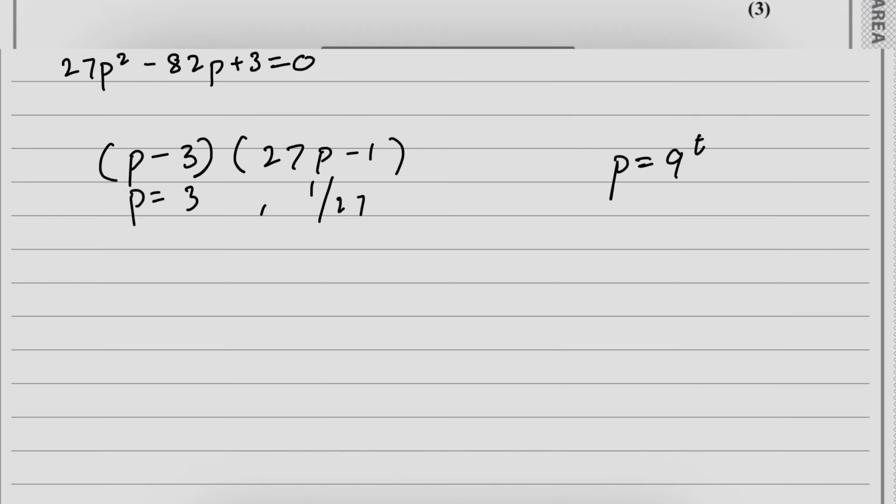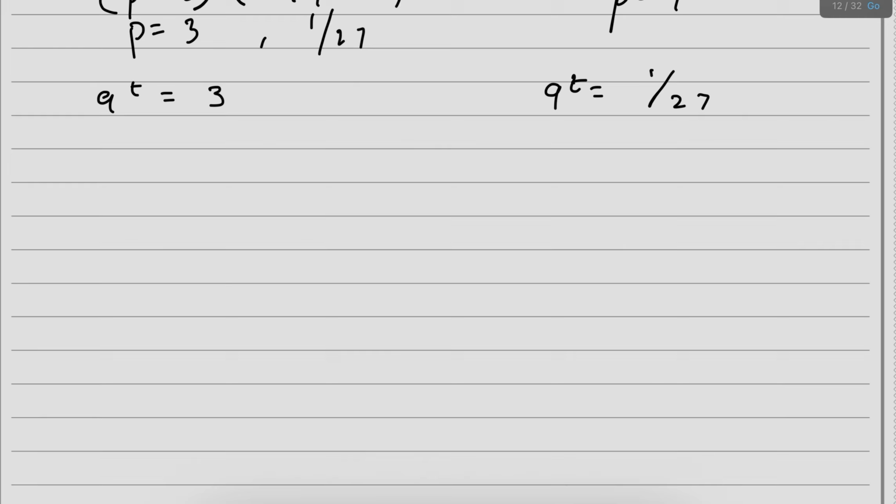So let's write that like this. 9 to the power t is equal to 3, and 9 to the power t is equal to 1 over 27. Now, for 9 to the power t is equal to 3, this one should be pretty simple because we know that 3 squared is equal to 9. So root 9 is equal to 3, and root is just 9 to the power half is equal to 3. So our first t is a half. Perfect.